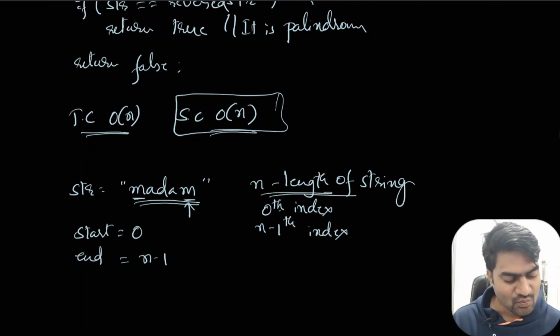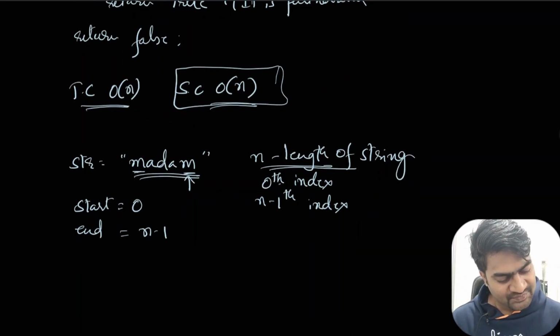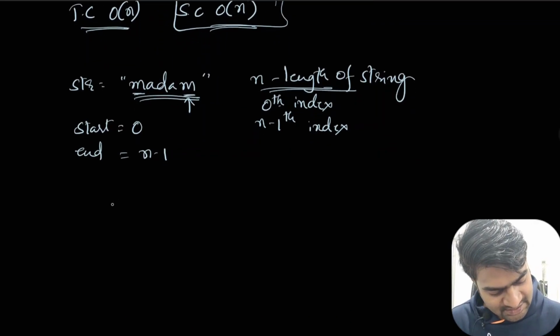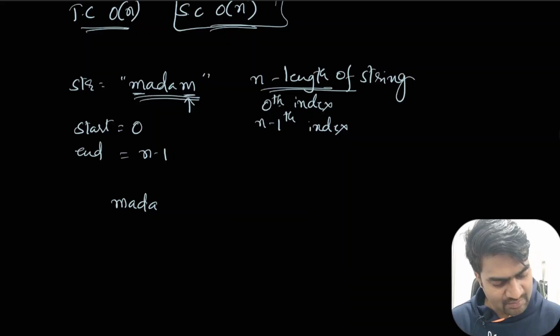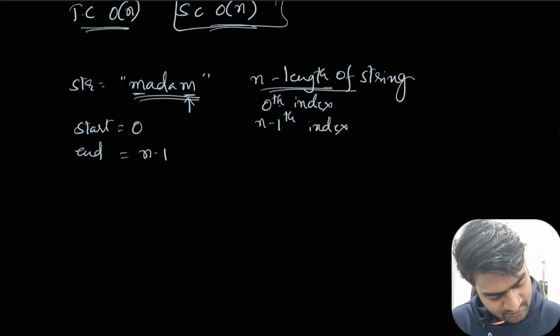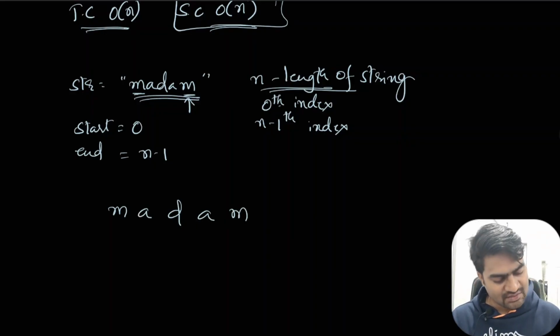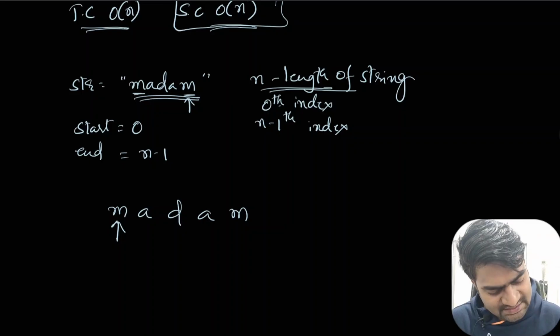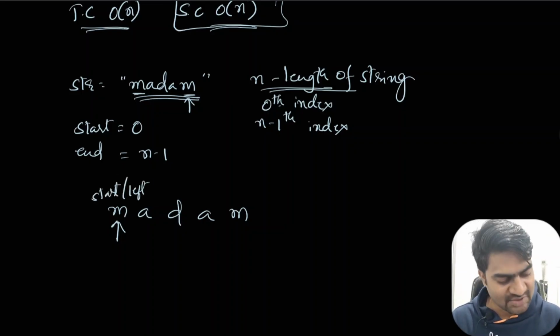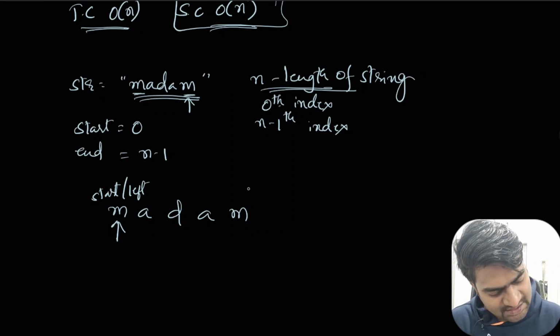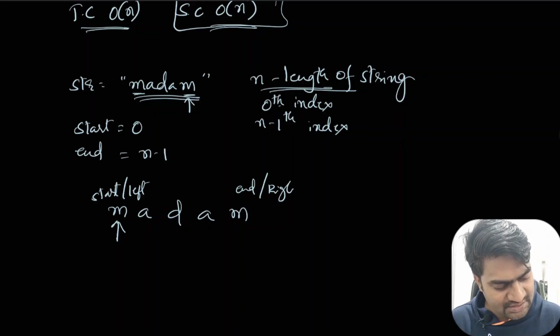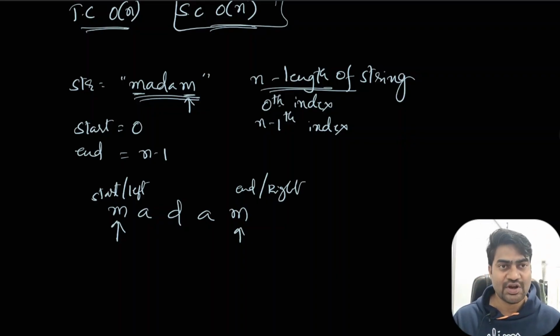So now let's take this string again, M-A-D-A-M. Simply, I will put a pointer here. We can call this the start or left pointer. You can call it anything, it is your choice. Then this will be the end or right pointer. I'll point that here.